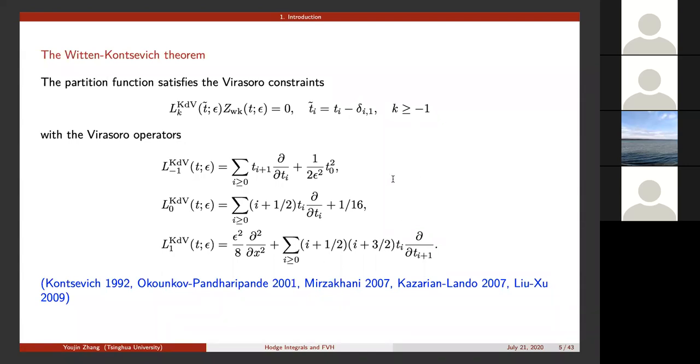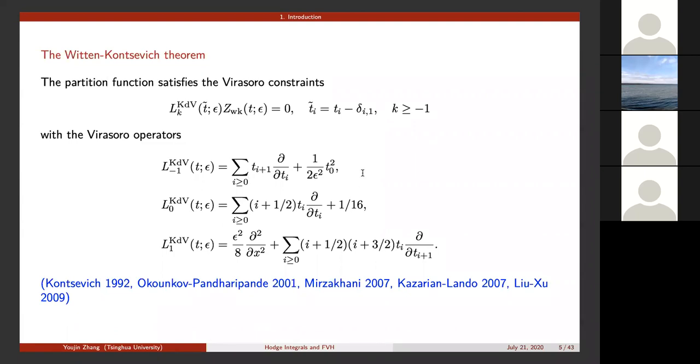So also in this Witten conjecture, there are these facts saying that this partition function Z is annihilated by a sequence of linear operators called Virasoro operators, starting from L_{-1}, L_0, L_1, and so on. So this L_{-1} just corresponds to the scaling symmetry of the KdV hierarchy.